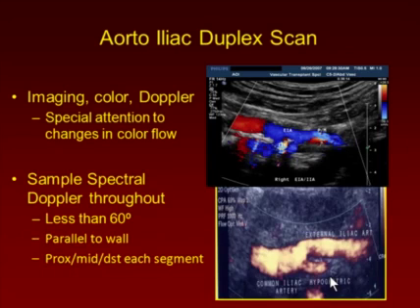Special attention can be paid when there are changes. If you have your scale and your PRF set correctly, the color flow can give you a clue to where there are areas of increased velocity that you might need to investigate. Sample at less than 60 degrees with your spectral Doppler parallel to the vessel wall at proximal, mid, and distal in each segment of the artery as you go all the way down to the groin.